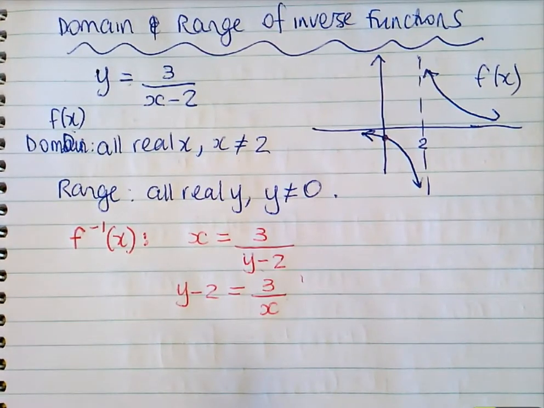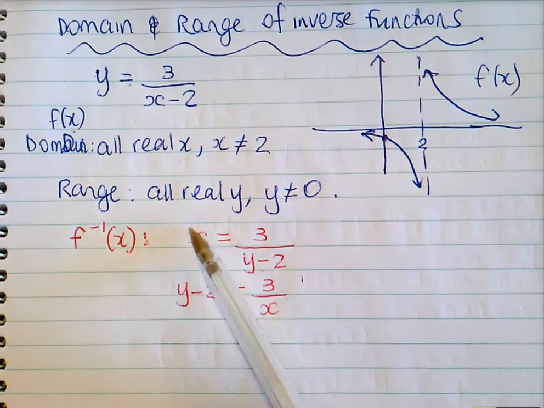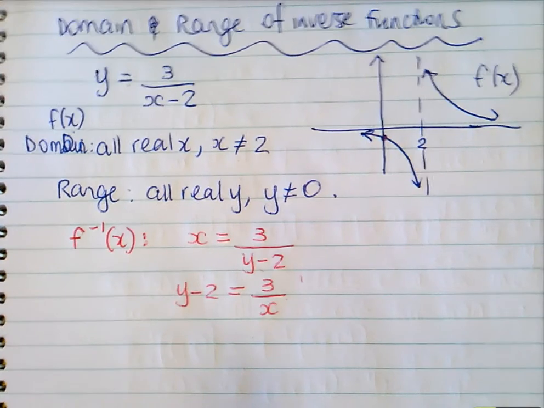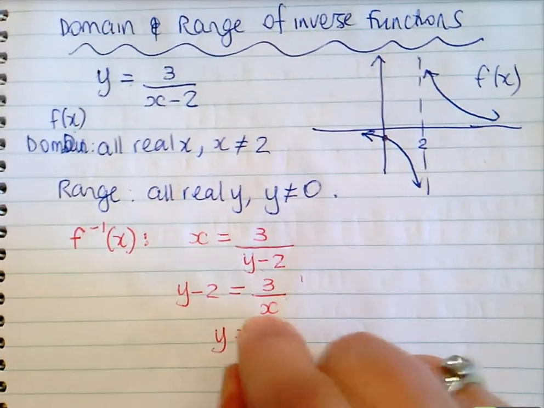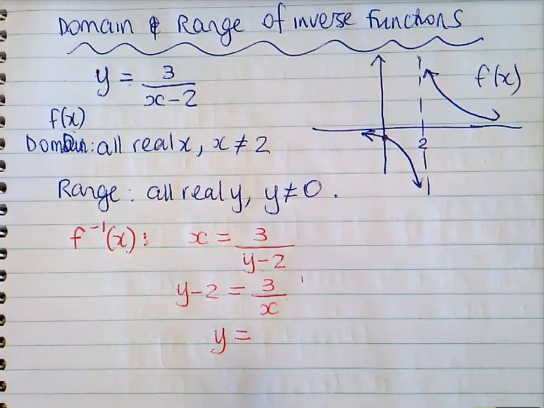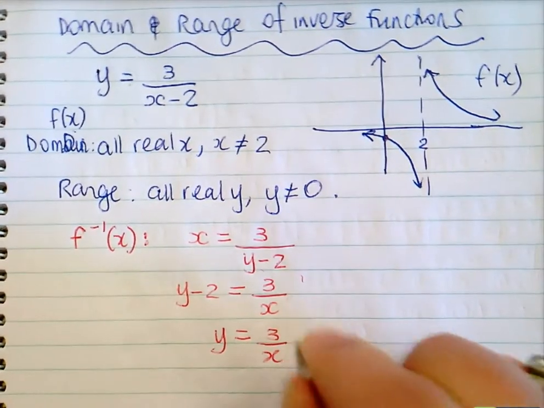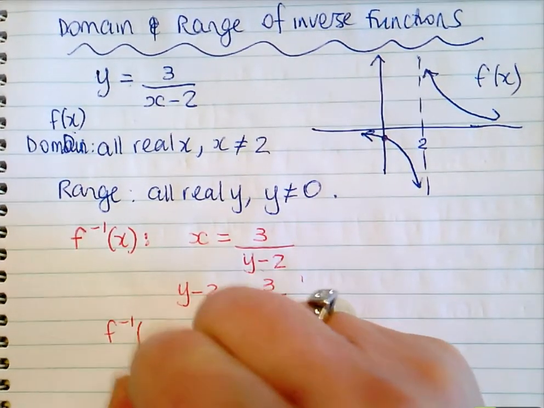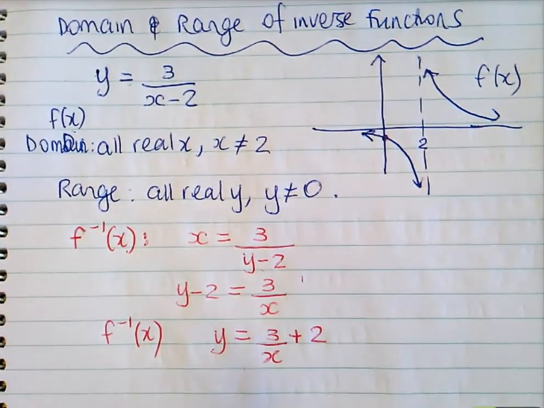Good with that? So the inverse, swapping the x and y values, it's just easy to put this whole thing up there and move the x back down. So y minus 2 equals 3 over x. Remember, we're trying to make y the subject. So y equals 3 on x plus 2. So that's my inverse function in red. y equals 3 on x plus 2.